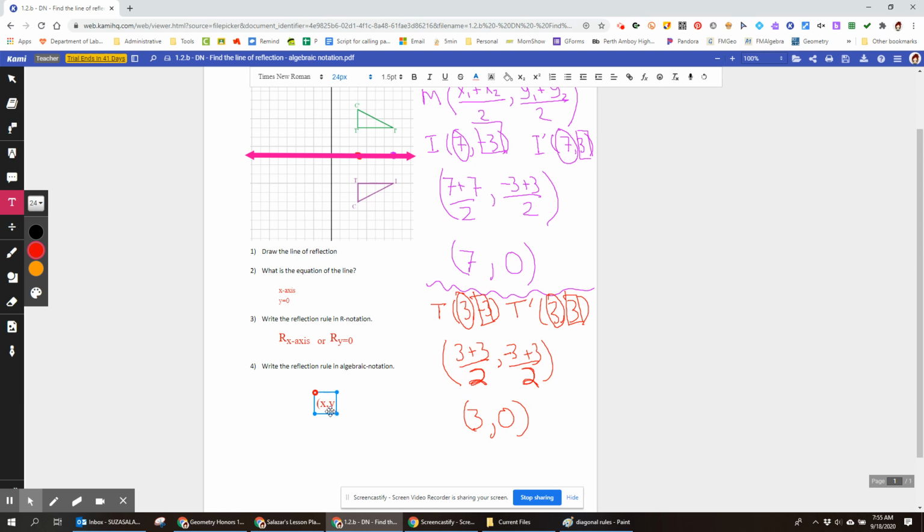when you do algebraic notation, remember you're always starting with x, y, maps onto, that little arrow, and then x. So x stayed the same, so x is just x. Y flipped signs. So when you flip signs, that means you're multiplying by -1. So you just say negative y. So if your line of reflection is the y-axis, then I think you noticed in your work this week that it's the opposite way. X is the one that's flipping signs, Y is the one that's staying the same.